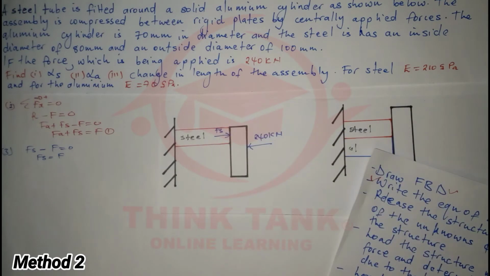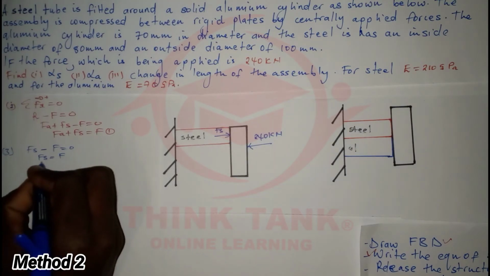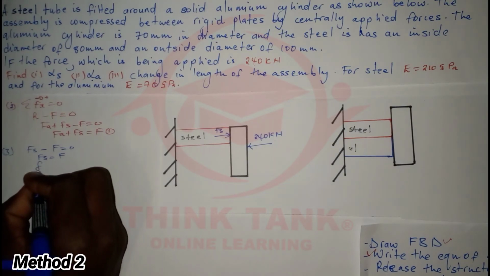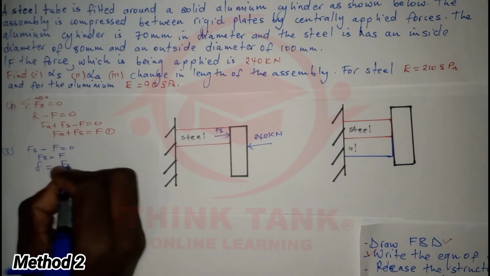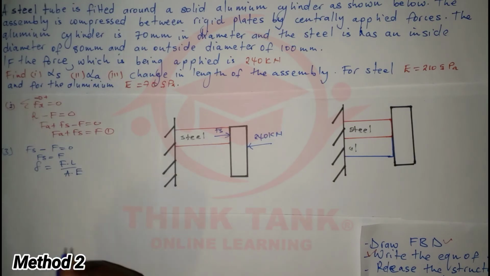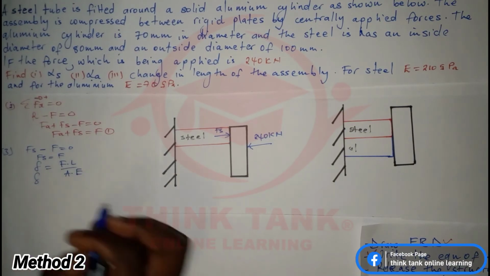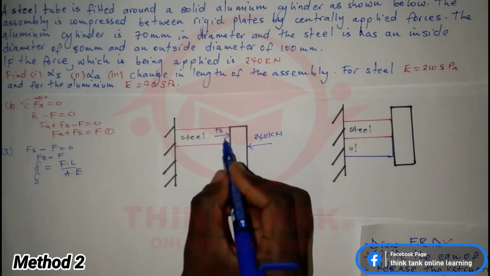So what is the exterior force? The exterior force we've said is 240, so we've loaded it. Now it's time to determine the displacement due to that force. Know that the displacement is going to be equal to the force times the length, divided by the area times the modulus. So here it's going to be the displacement due to the force.